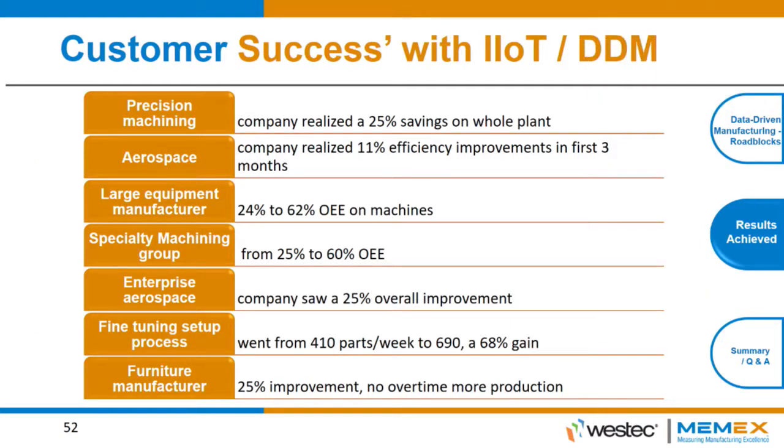Some of the successes that we've seen with our customers, precision machining, 25%. I'm not going to read all these numbers. This presentation is being recorded, and if anybody wants a copy of it, I'm happy to give it to you. But aerospace company, 25% overall improvement. Fine-tuning the setup process went from 410 parts a week to 690 parts a week.